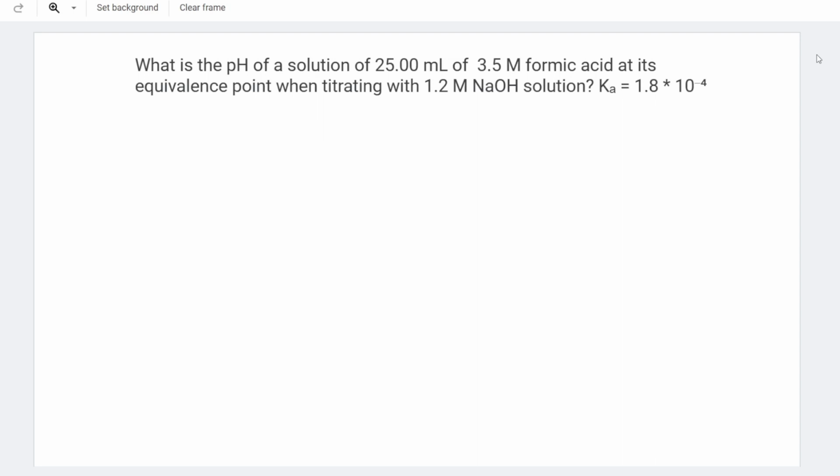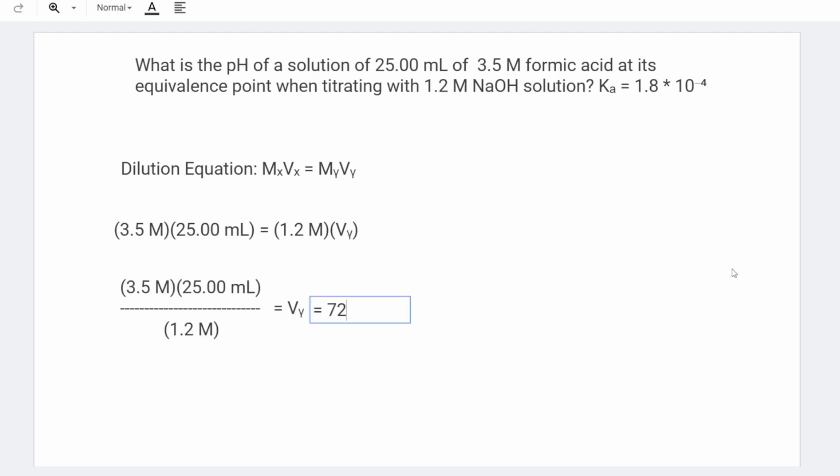So the first thing we're going to want to do is use the dilution equation to solve for the volume of sodium hydroxide. So let's plug in the numbers. We plug in 3.5 molarity for molarity X and 25.00 milliliters for volume X. Now we can also plug in 1.2 molarity for molarity Y, leaving us with our unknown of volume Y, or the volume of sodium hydroxide. Now we can divide both sides by 1.2 molarity to find the volume, and we get about 72.92 milliliters.